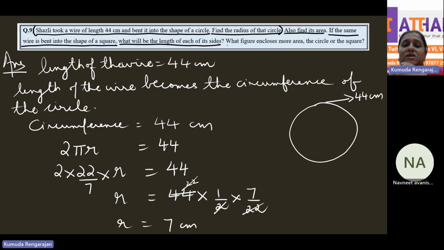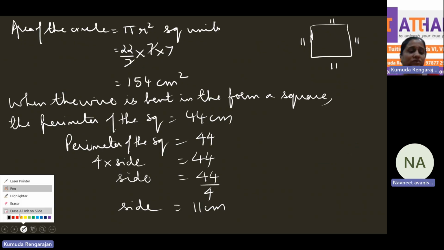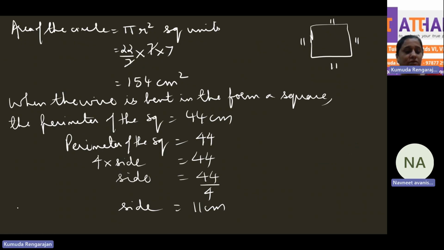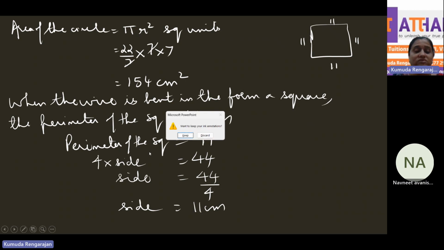What will be the length of each of its sides? So 11 centimeters. Now the next question is, which figure encloses more area, the circle or the square? So you should find the area of the circle now. No, sorry, you should find the area of the square now.